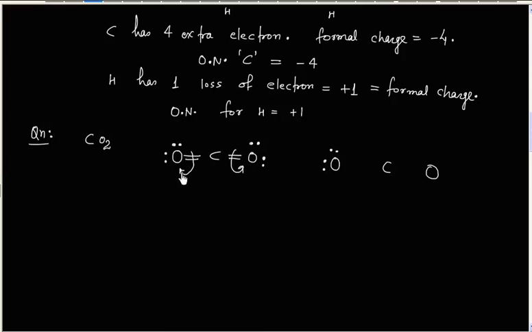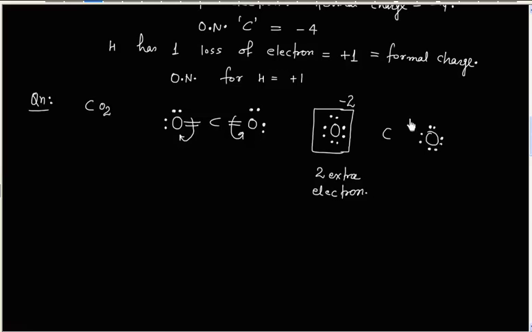So oxygen will have 4 extra electrons. This oxygen will also have 8 electrons. Now we can count formal charge. For this oxygen we have 8 electrons and a neutral oxygen atom has 6 electrons. This means we have 2 extra electrons, so this oxygen will have minus 2 formal charge. The same with this oxygen. We have 2 extra electrons, so this will have minus 2 formal charge.